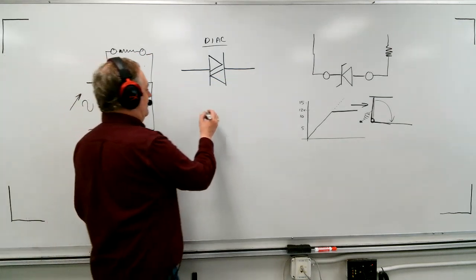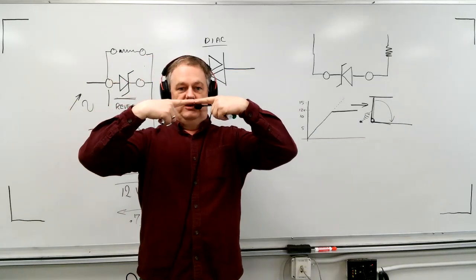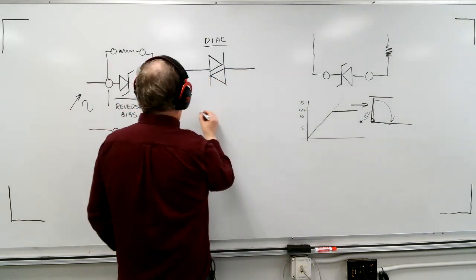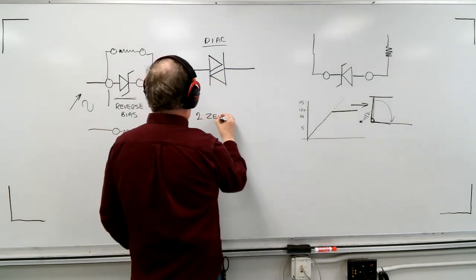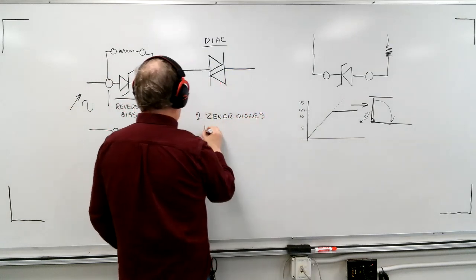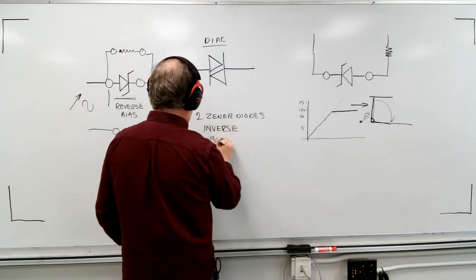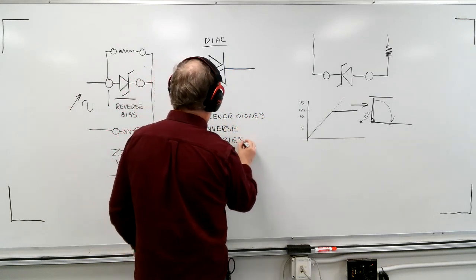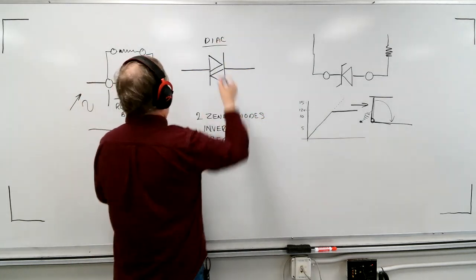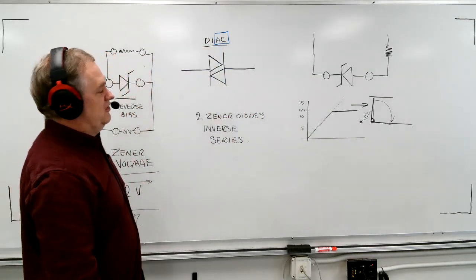A diac is like taking two Zener diodes and hooking them up nose to nose, so inverse series. This is like two Zener diodes in inverse, meaning opposite directions, series, so nose to nose. And now what happens is, guess what? This is an AC device. So you use it in AC, and that's why we can use it with the triac.